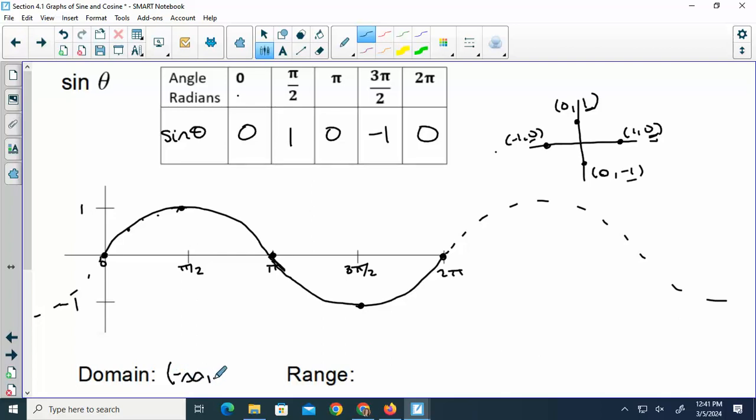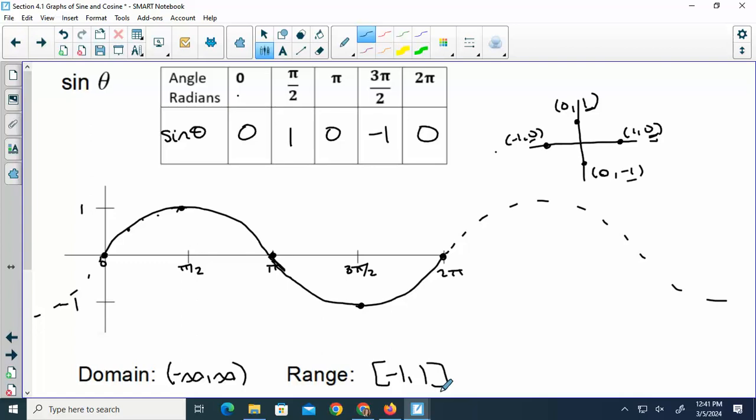Domain, possible angles, we can have anything because this keeps going forever. My range though is negative 1 to 1. Haven't I already told you that for sine, values could only be between -1 and 1? In the first chapter we talked about what values were possible. Back then we were using the SOHCAHTOA definition, but this is coming just from our graph, which is taking the ordered pairs off the unit circle and plotting them.